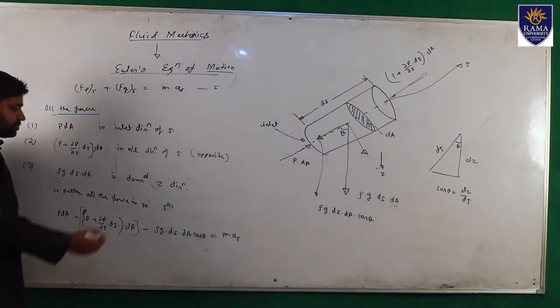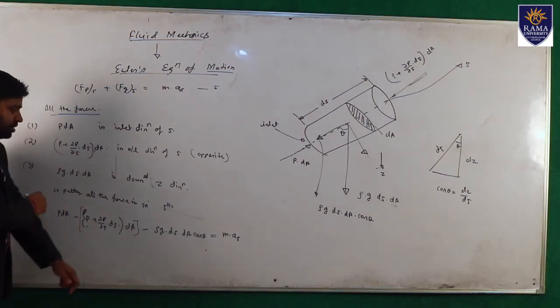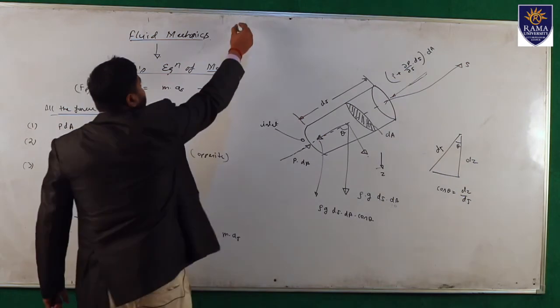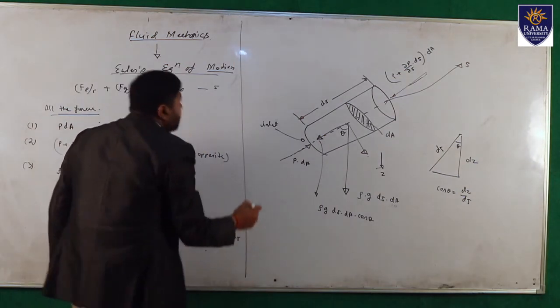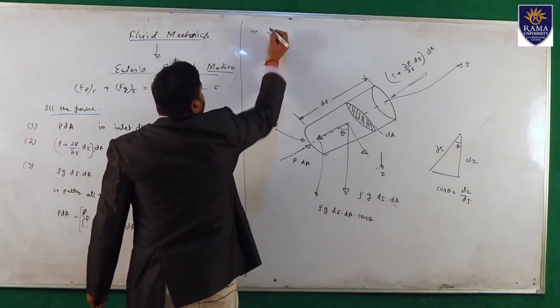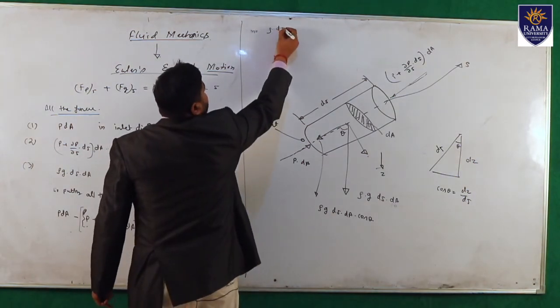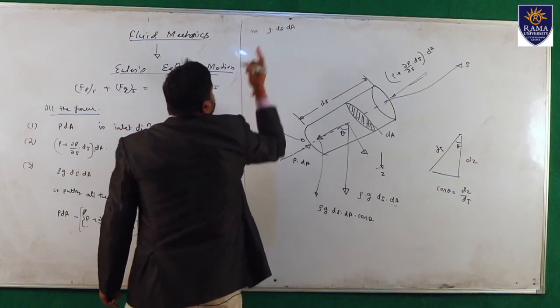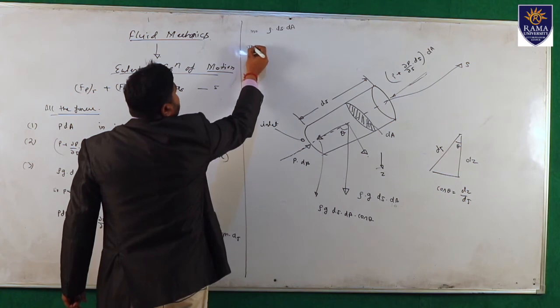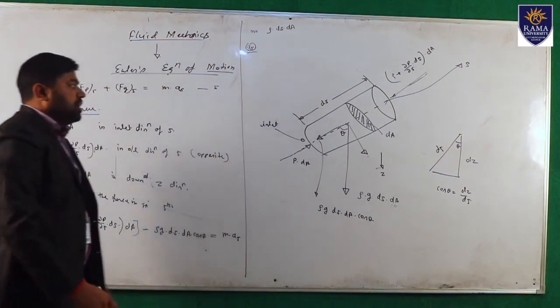Now we have to put the mass and acceleration also, so we have to find the mass and acceleration. Now what will the mass be? Mass is equal to rho into volume. Volume, what is this? ds into dA. This is the mass. Now what will the acceleration be? Acceleration is very important. How do we find the acceleration?